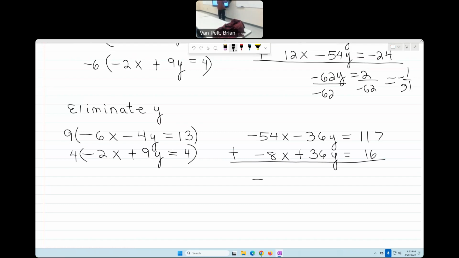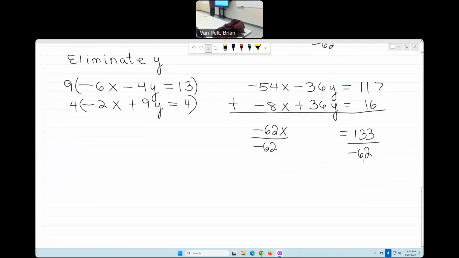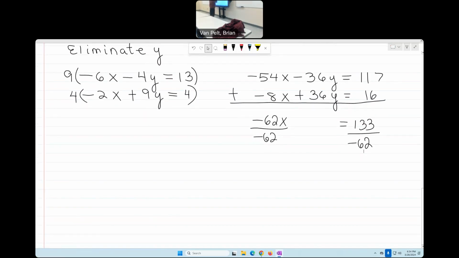So I'll get negative 62x. And when you add these together, you get 133. So I can divide by negative 62. This one can't be simplified, so your answer is just going to end up being like that, because nothing goes into 133.